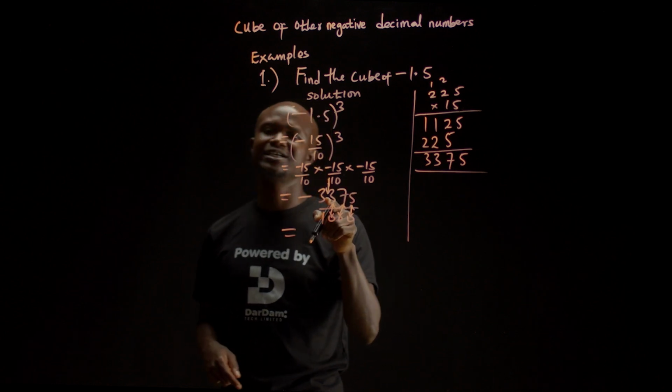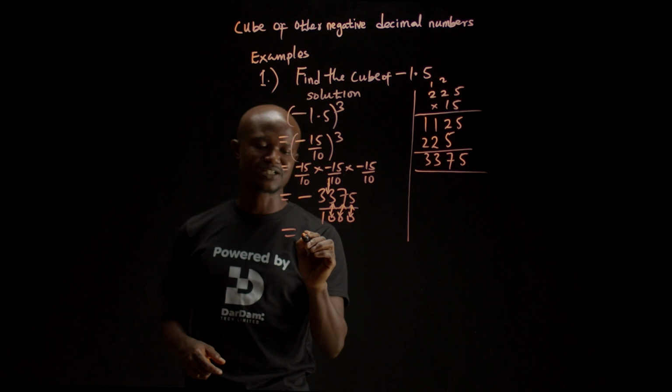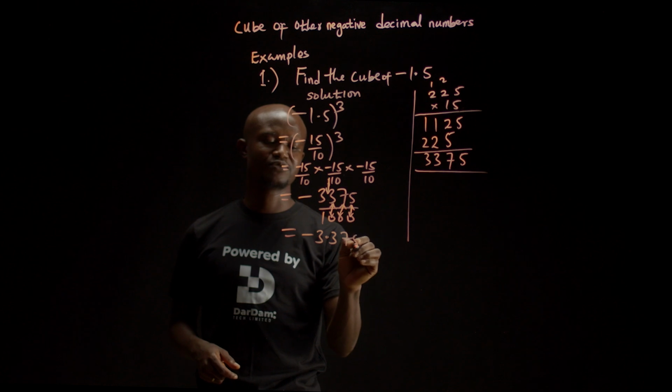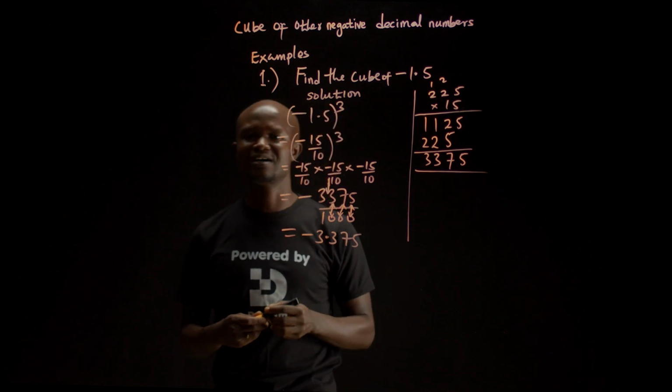So in front of 3, there will be a decimal point. So that is going to be what? Minus 3.375 is the answer to the problem.